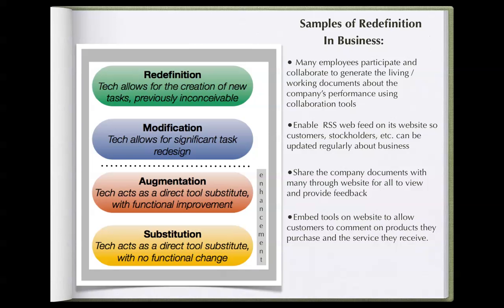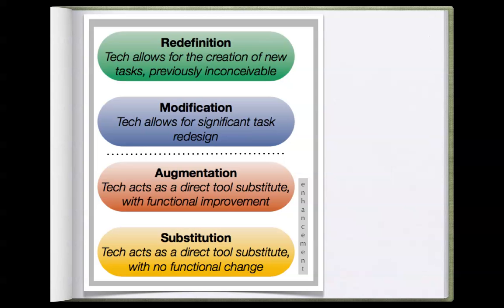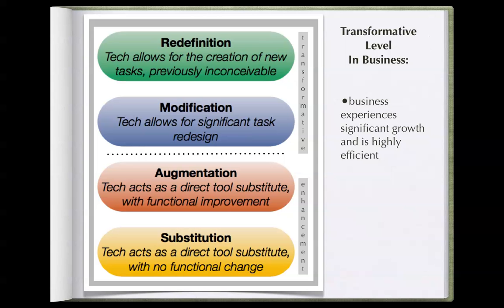They can enable tools on the website to allow customers to comment on products they purchase and the service they receive. And they can begin to use social networking, such as Twitter and Facebook, to advertise the business. When we're working at the modification and redefinition levels, we are really working at a transformative level, really changing the tasks that we are able to do. And in a business sense, the business experiences significant growth and is highly efficient when it works at the transformative level. The business gets the biggest bang for its investment in technology when it is working at the transformative level.